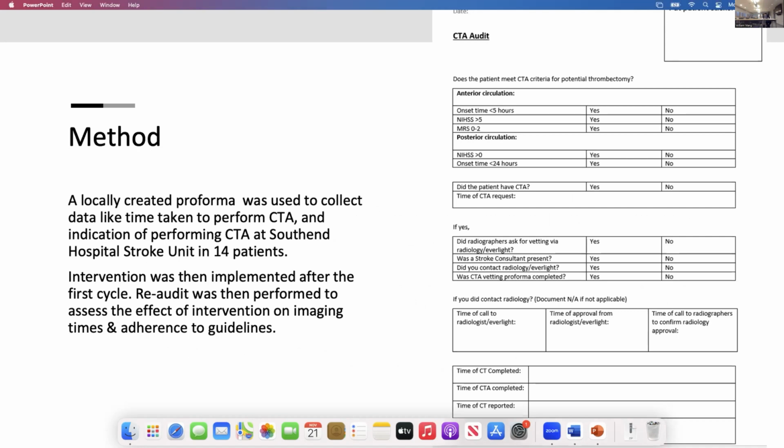So here, for example, you can see when the CTA was done, when the CTA was completed. We record that. When it was requested in the system, we recorded that. And then we compared the duration of time taken between those.